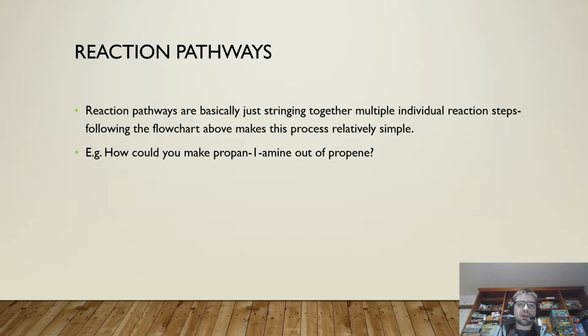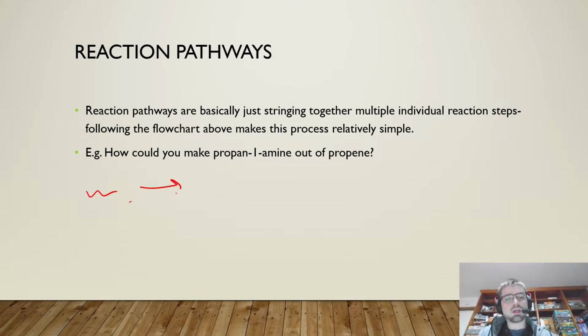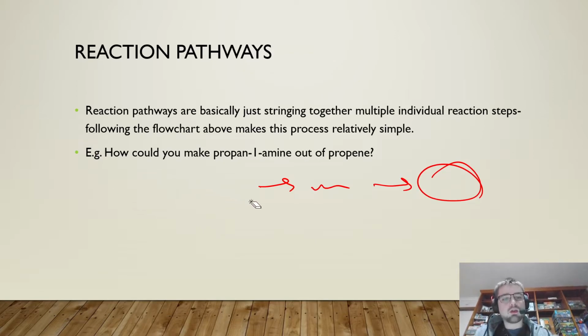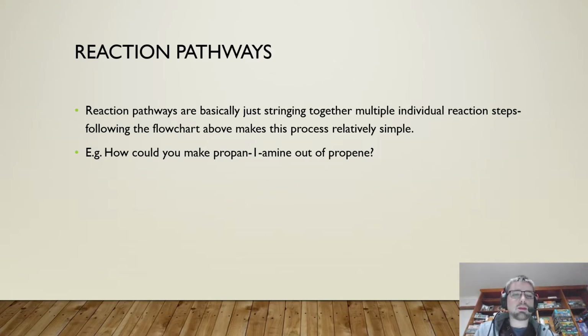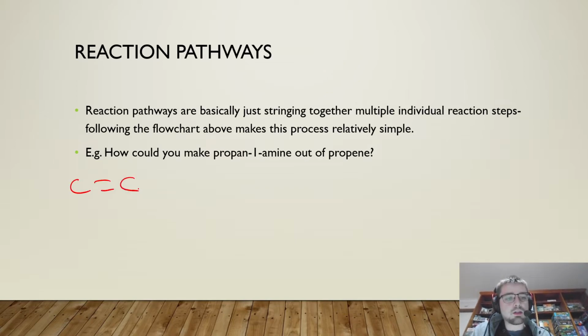So the next bit here, you need to know how reaction pathways work, which is basically just doing one reaction and then doing another reaction, then doing another reaction until you get to your final product. So we're going to string together multiple of those individual reactions. Something reacts, it forms something else, reacts to form something else, and then that's going to form the product at the end that we actually want. So got an example here. How can we make propan-1-amine out of propene? So start off there.